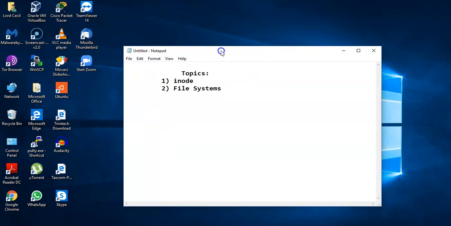In today's video we will be covering the topics we see on our screen: inode, file systems, and if time permits, we're going to look at one major topic also. So let's begin right away in order to save time. So in Linux, what's an inode?